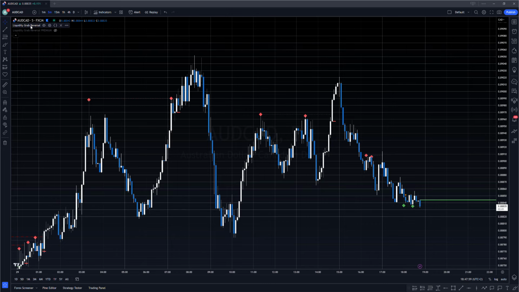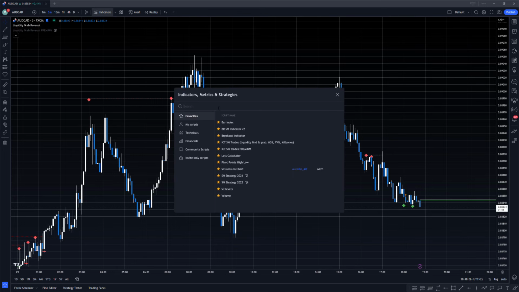Here is the new indicator that I would like to show you today. You can find the free indicator, which is called Liquidity Grab Reversal, here in indicators by typing Liquidity Grab Reversal. This is the first one, and here is also the Liquidity Grab Reversal Premium.